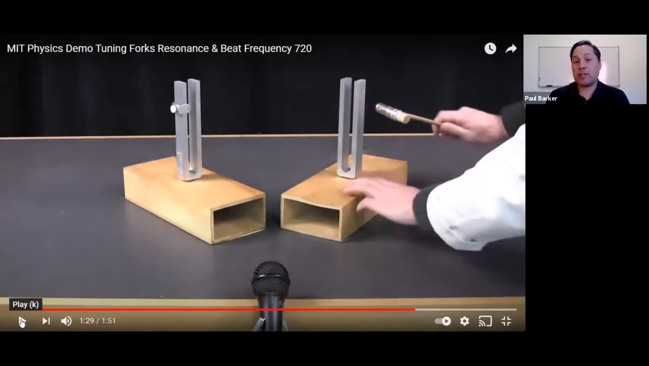In this video, we're going to get to hear what beats sound like. We have two tuning forks that are identical, except that the tuning fork on the left has had a little brace put on it that's going to change its frequency slightly. And that difference in frequency is going to create beats. So let's go ahead and take a listen to it.